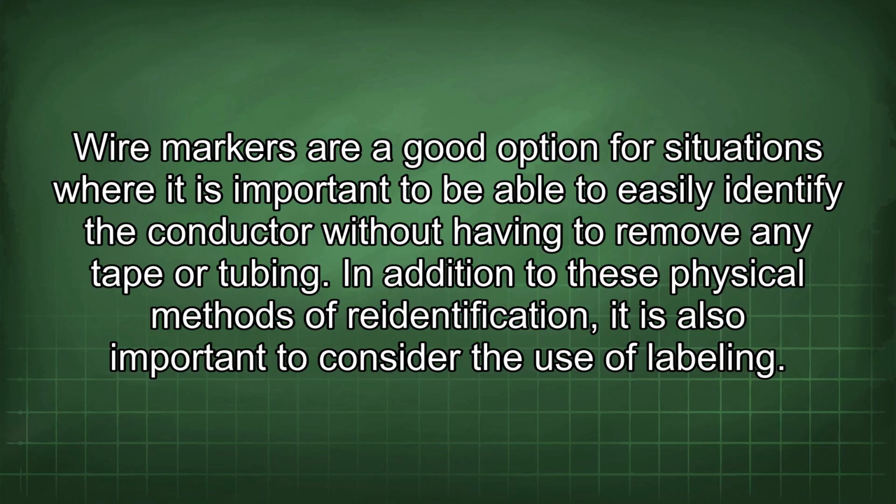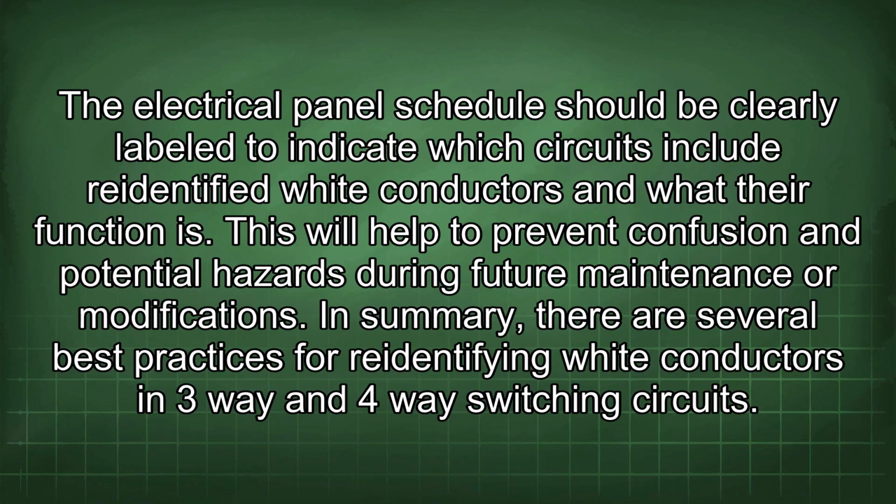In addition to these physical methods of re-identification, it is also important to consider the use of labeling. The electrical panel schedule should be clearly labeled to indicate which circuits include re-identified white conductors and what their function is. This will help to prevent confusion and potential hazards during future maintenance or modifications.